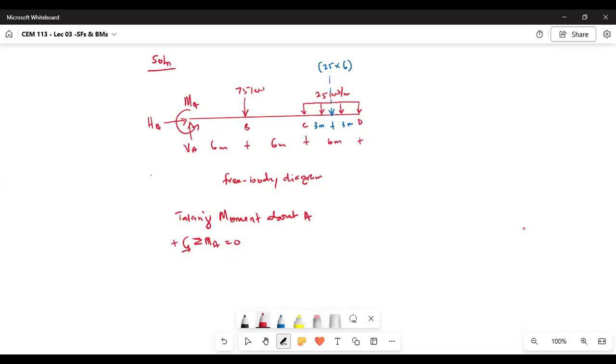Is that okay? So moment at A is anti-clockwise, so this is positive. Then we have 75 times a distance of what? 6. That's clockwise. Then now the ECL is what? 25 times 6. This force is also clockwise. But the distance will now be 3 plus 6 plus 6. Is that right?